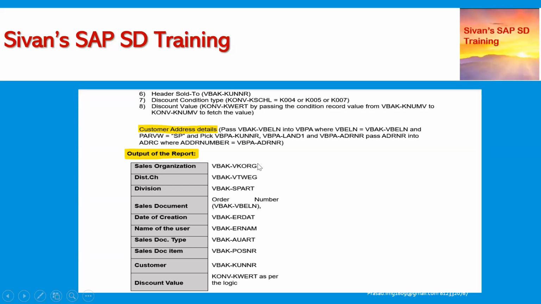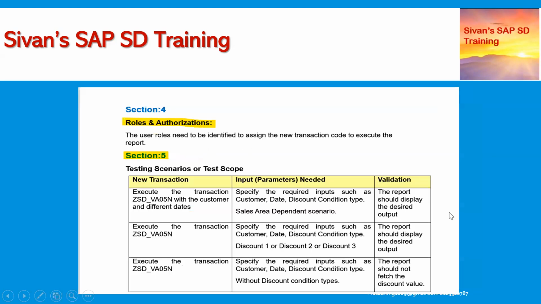The output should be displayed like this. Sales organization, VBAK, VKORG, like that. We all know how to give the logic, how to get the field value from which table for this particular report. Since it sounds like a sales report, the majority of the fields will be from the VBAK table, VBAP table, or VBEP table. Please remember that. Based on that, we are going to do it.